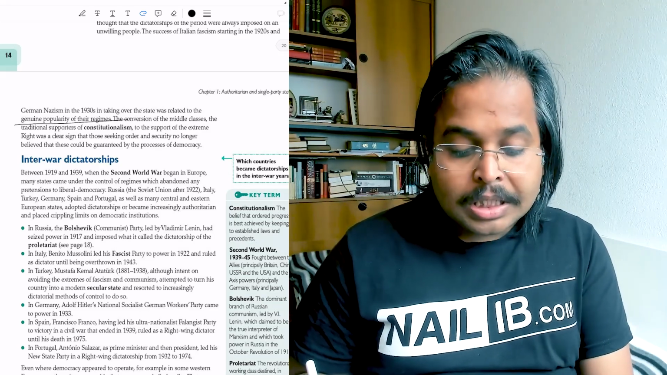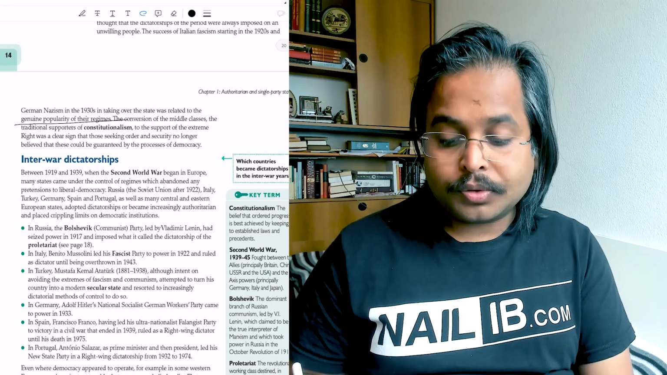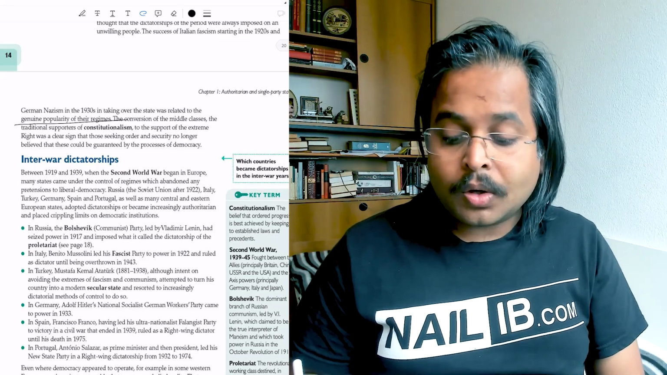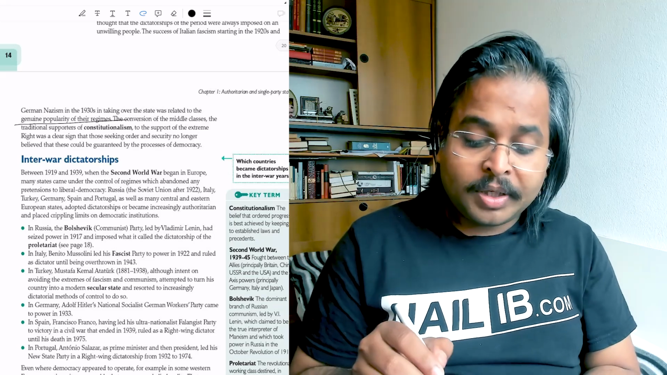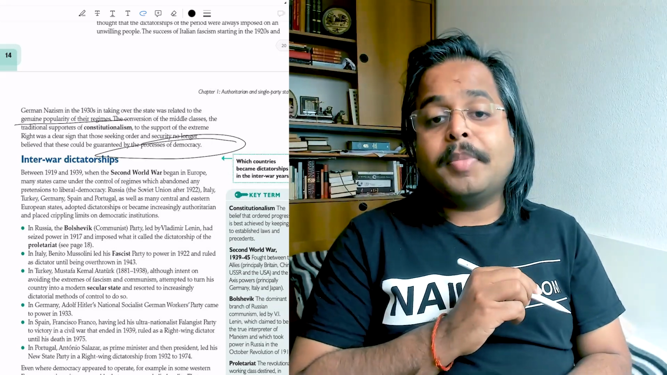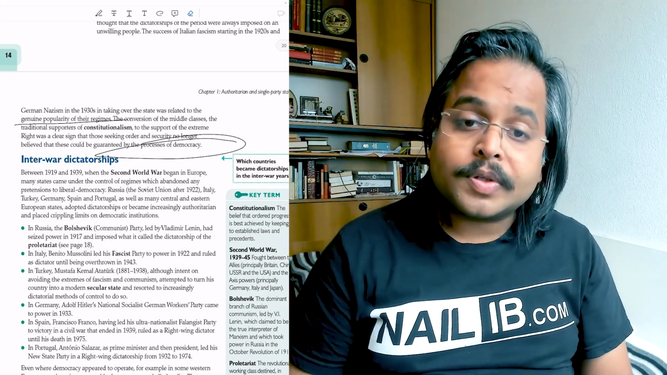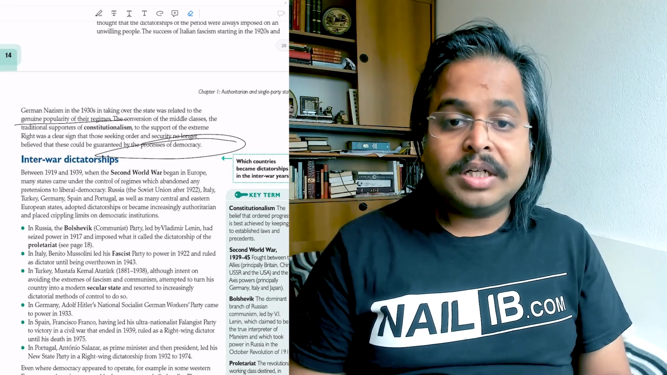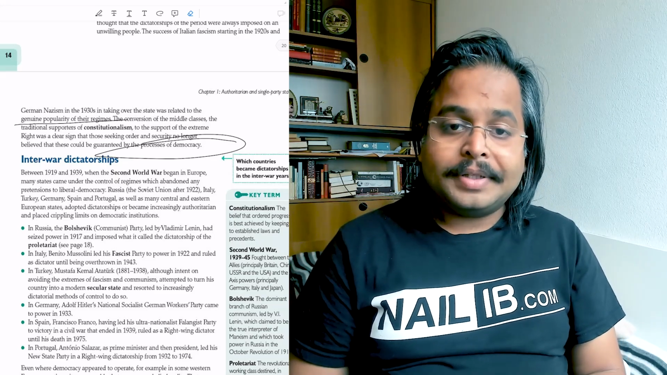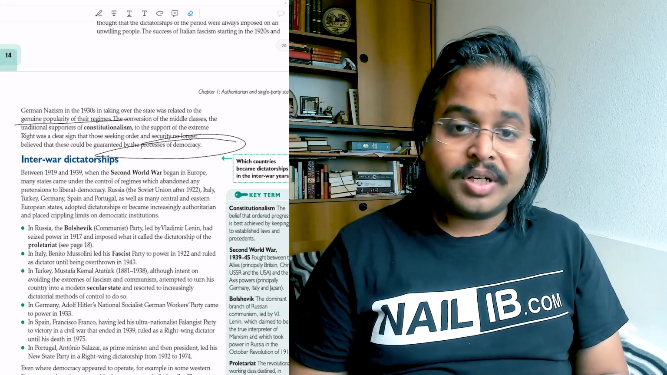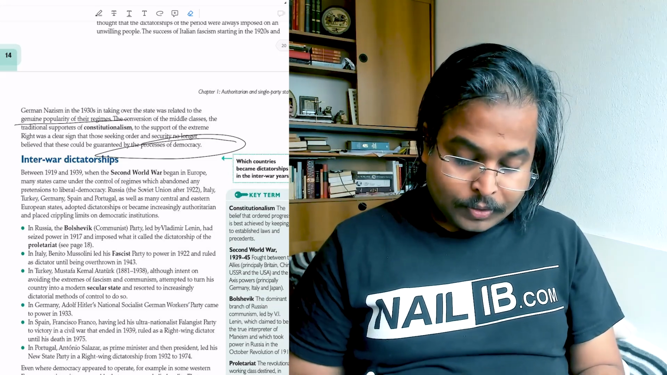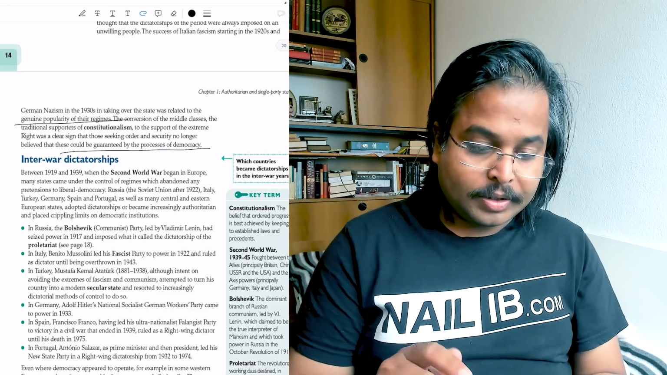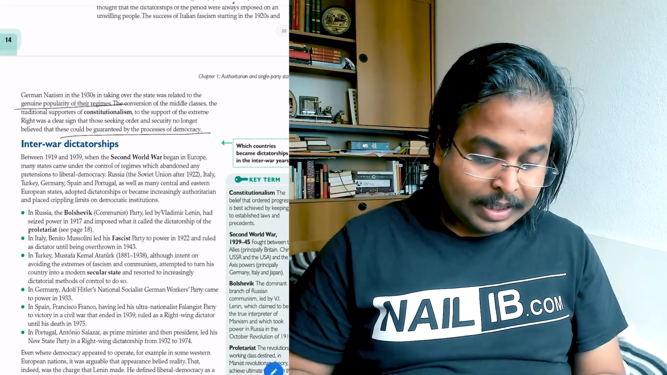The conversion of the middle classes and the traditional supporters of constitutionalism to support the extreme right was a clear sign that those seeking order and security no longer believed that it could be guaranteed by the progress of democracy or by the process of democracy either. So democracy had clearly lost this pitched battle, and these right-wing authoritarian states were clearly winning it. So then we come to the idea of interwar dictatorships that we see at this point of time.